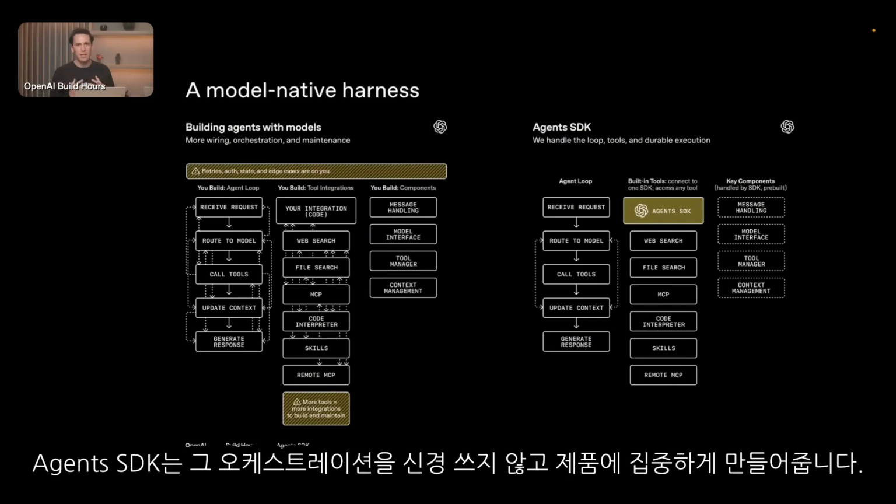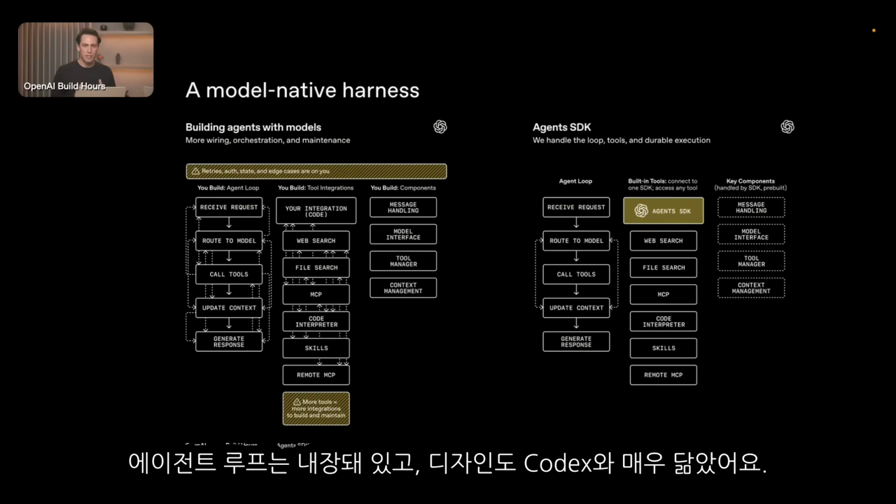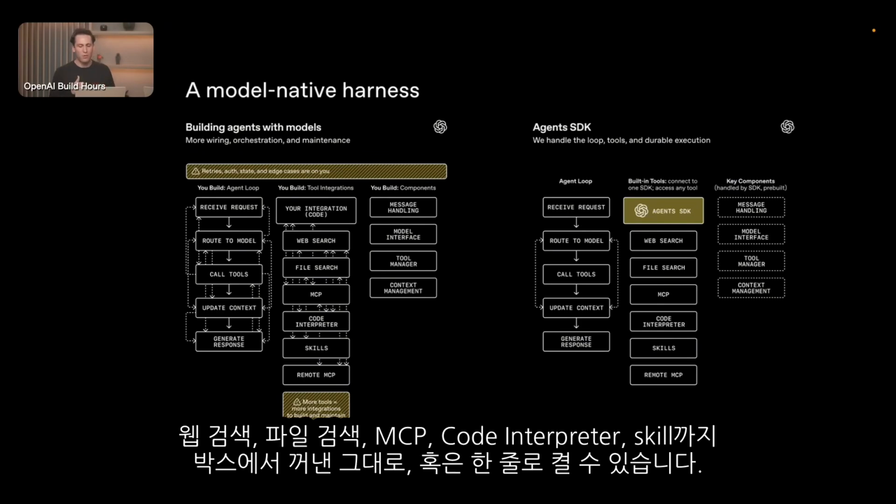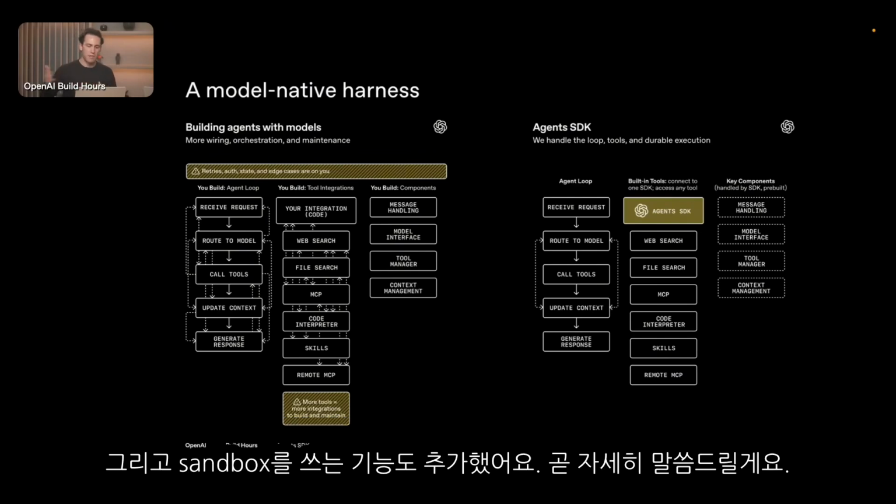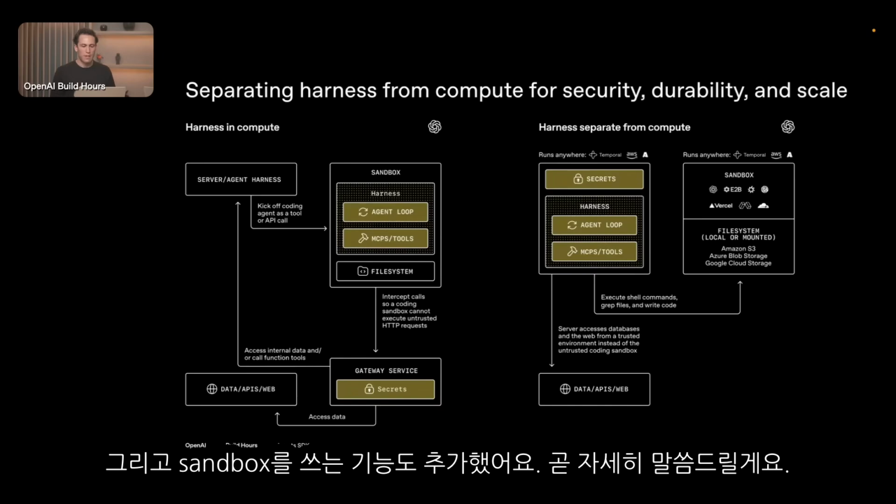And so the Agents SDK is designed to help you do all that stuff and not really think about the orchestration. So the agent loop is built in, again, very Codex-like in its design. Also, web search, file search, MCPs, code interpreters, skills, these are all things you get out of the box, and are really easy to turn on. And then we've added in some of this sandbox agent functionality that I'll talk about pretty shortly.